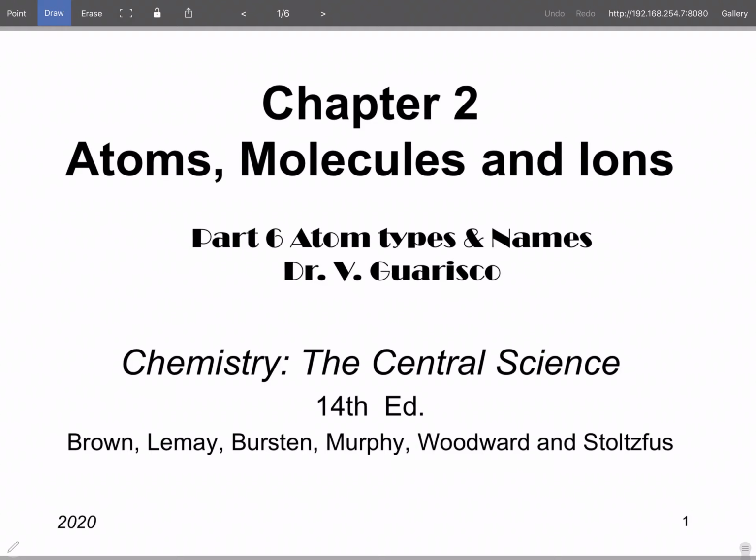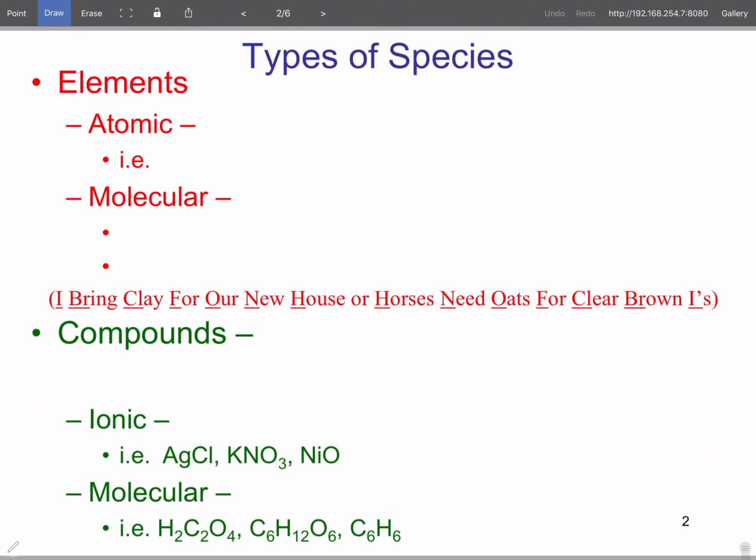Looking at the types of atoms, and to start looking at names of different species. As you can tell, this is kind of difficult because I can lecture, but you really don't get a chance to ask questions. So please make sure you check the notes and figure out ways to contact me and look for different sessions that we put up for reviewing. All right, types of species.